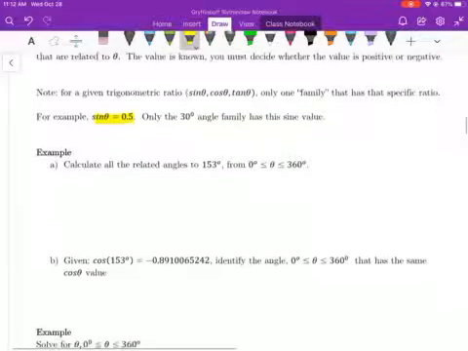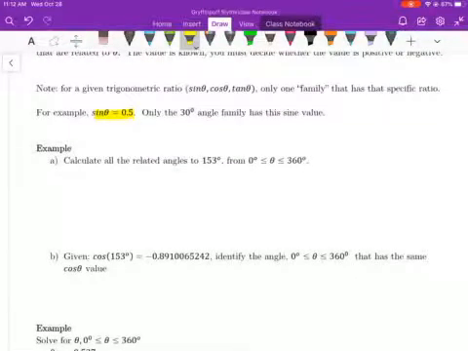So let's take a look at this next example. We're going to calculate all related angles of 153. Very quickly, I'm going to sketch this out. 153, we've done this before, so 153 is in quadrant number 2. So I'm just going to make this circle, and put those dots there. How far away is 153 degrees from the closest x-axis?